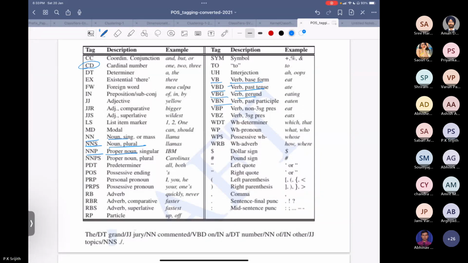And here's another example of how you apply different part of speech tags to a sentence like this. The is a determiner, so DT. The grand jury, where grand is an adjective, so adjective is JJ. Jury is a noun. Commented is a verb in past tense form, so it got a part of speech tag like VBD. So this is the typical way in which people apply part of speech tagging to a sentence.